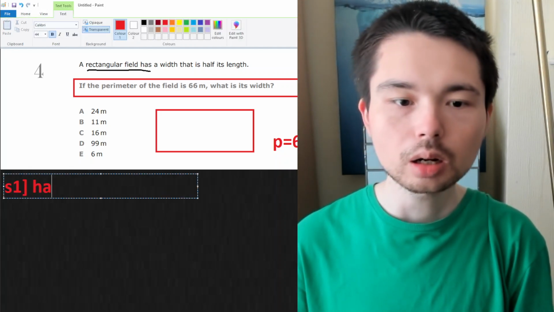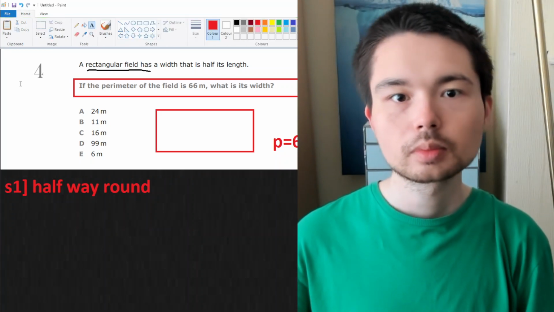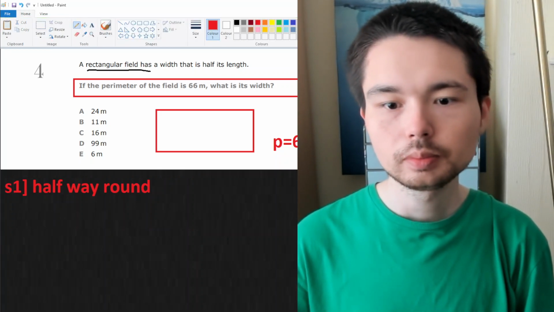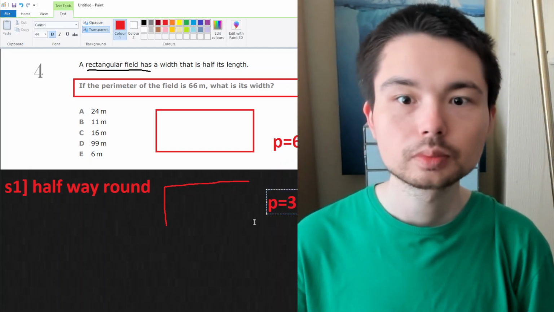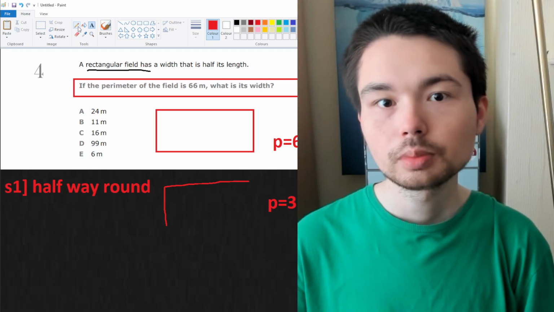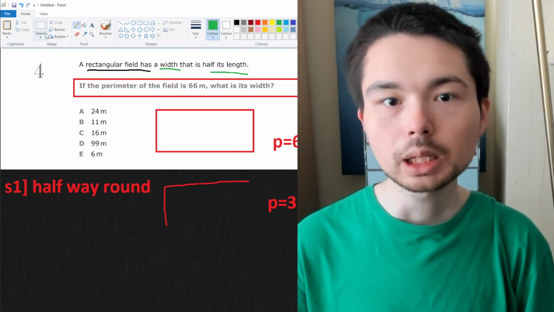Step 1, half way round. Up, across. Perimeter is 33. Second part. Width is half its length. So imagine the width is 1.